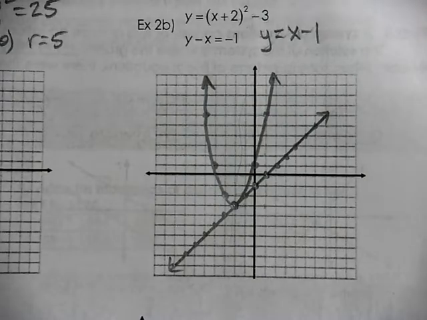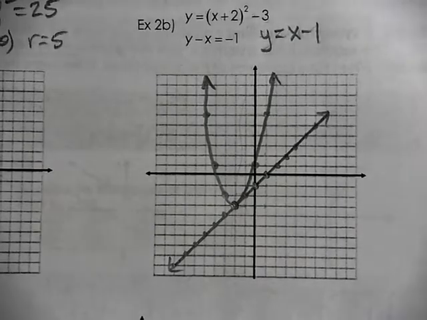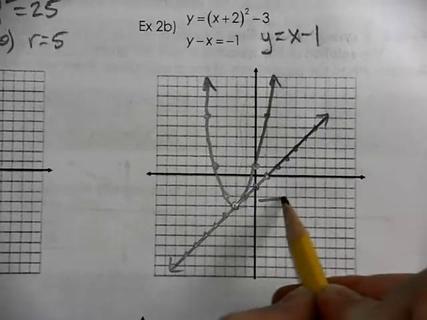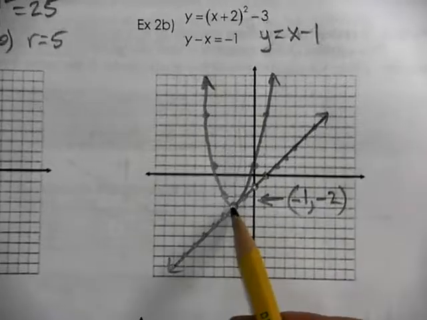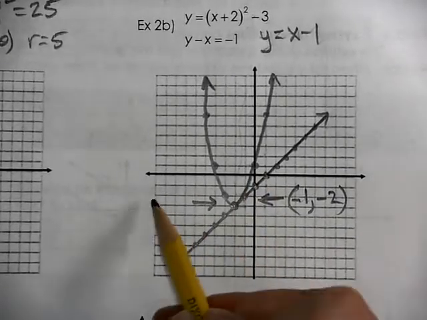So what are our solutions? How many times does this linear graph touch the parabola? Touches it 2 times. It touches here at negative 1, negative 2. And it touches over here at negative 2, negative 3.